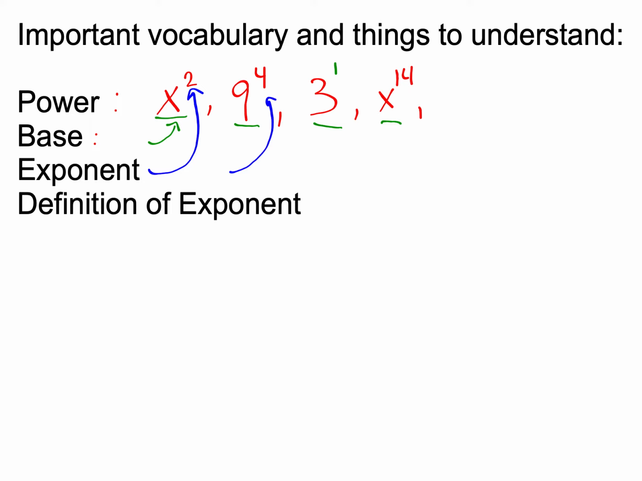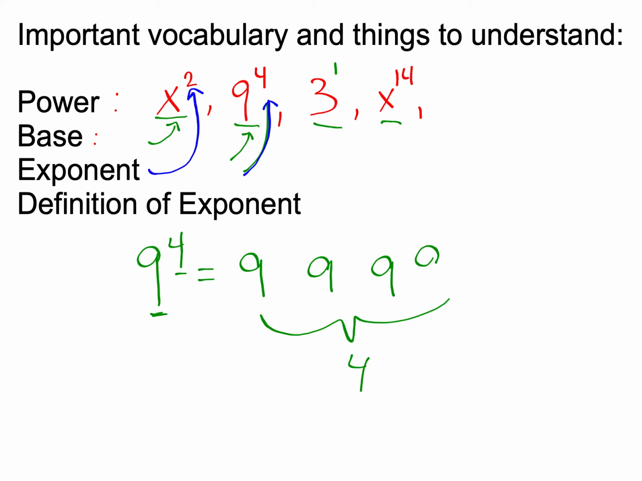And right here, the base is 9 and it gets multiplied 4 times. Oops, I'm putting these arrows in the wrong position. Don't want to be confusing here. Okay. And then you also need to understand the definition of exponents. For example, on the power 9 to the 4th, this means that 9 gets used 4 times. And that is the definition of exponents. It's where exponents come from.